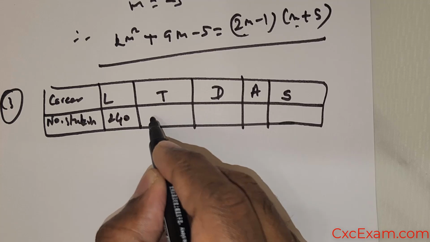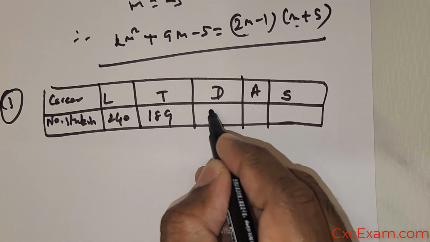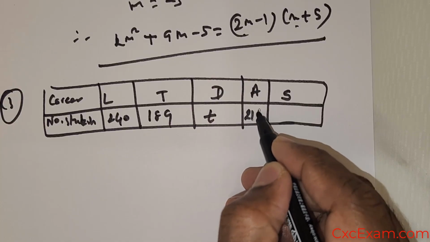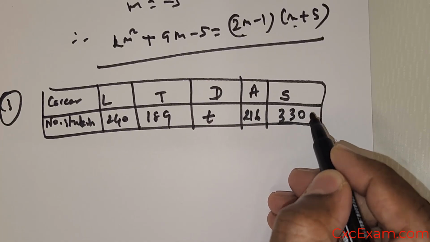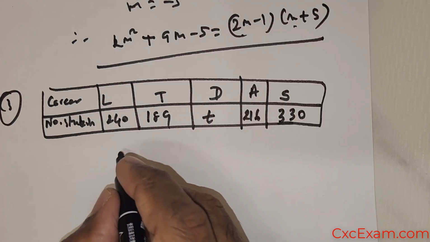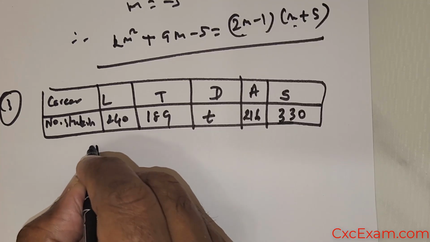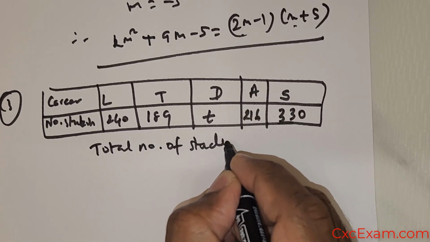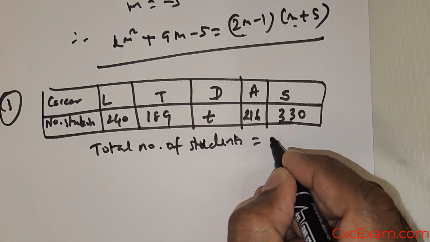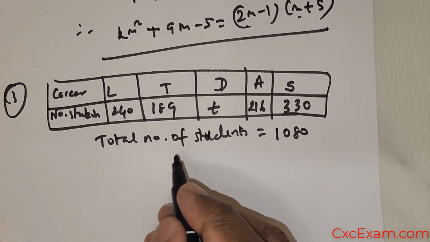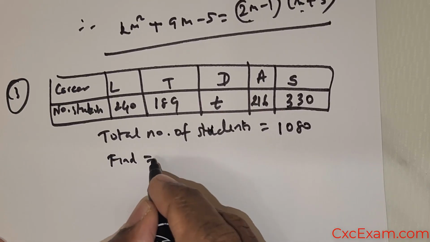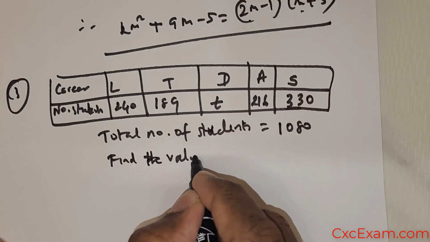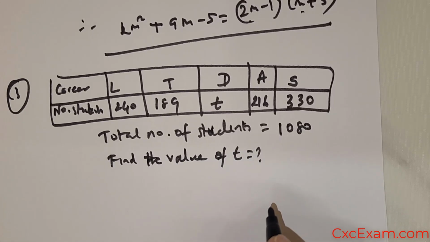Lawyers are given as 240, teachers 189, doctors is given as T, artists 216, salespeople 330. The total number of students who were surveyed is 1080. We are asked to find the value of T. That's the first question. Once we finish that, we will move on to the next one.